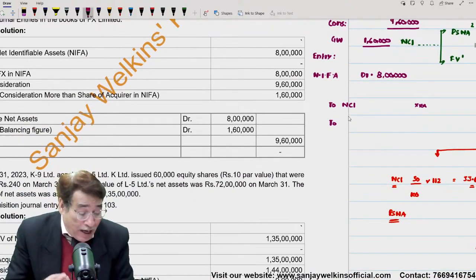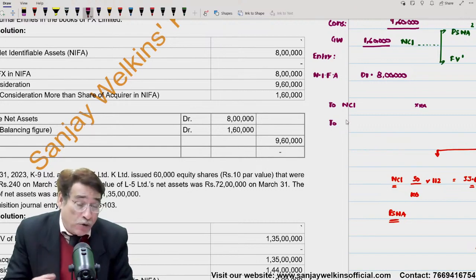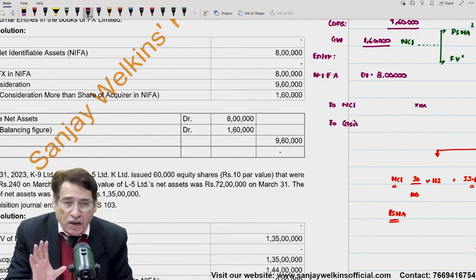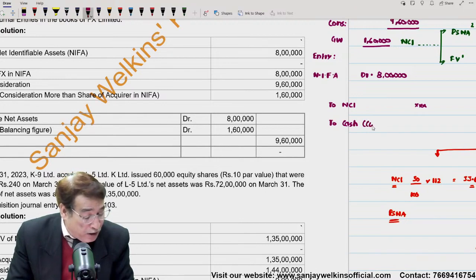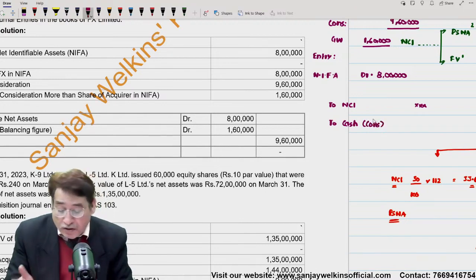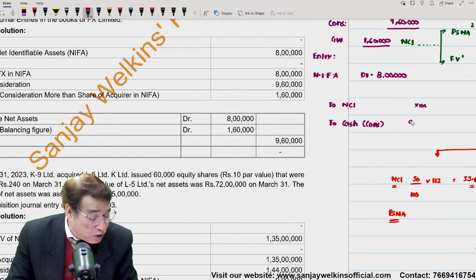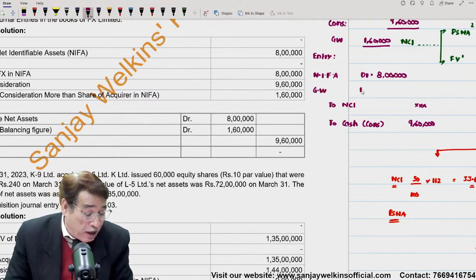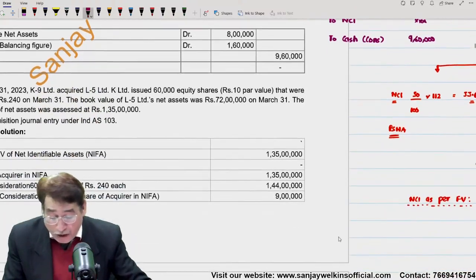So now we will have to write here. What should I write? Should I write 'To share capital' or 'To cash'? And in case you get confused, you can simply write consideration at least. Is it clear to you? In brackets, I am writing consideration. So this is the amount of consideration which we are paying, 9,60,000. Even through this particular entry, we can derive this figure. By taking the difference, we will again get goodwill, that is equal to 1,60,000. Is it clear to you? Now, we pick up the second question.